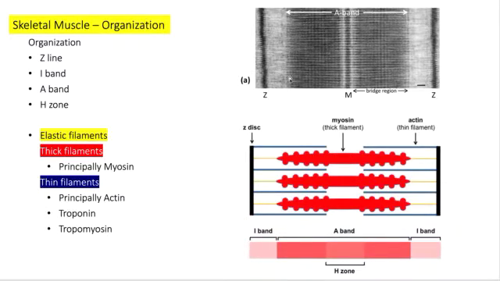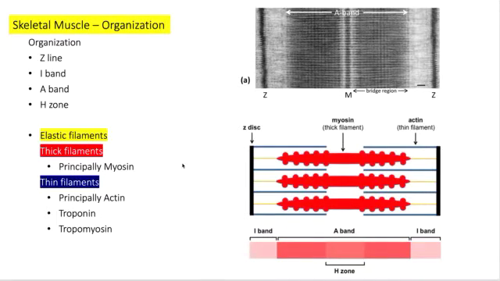I'm going to ask you a question. If I'm looking at an I band right here, which of the filaments am I actually going to have contained there? The I band is going to be thin filaments and elastic filaments. If I'm looking at the A band, which of the filaments are found here? It's going to be thin filaments and thick filaments. And then here, in this region right here, that is thick filaments, the A band.